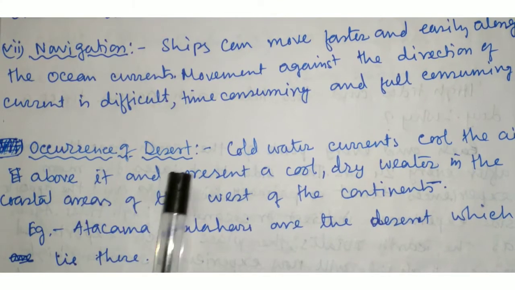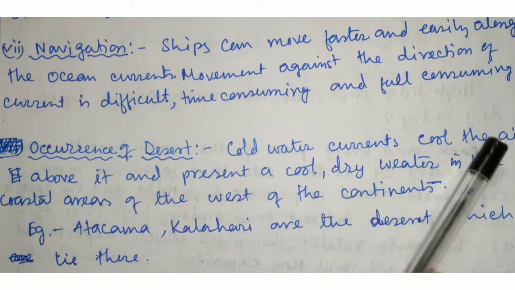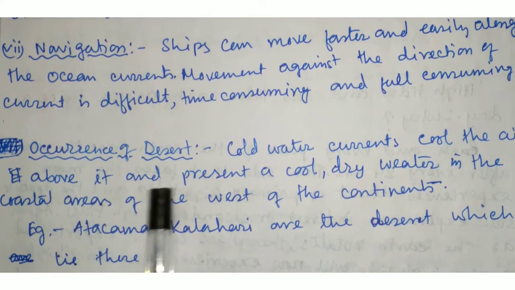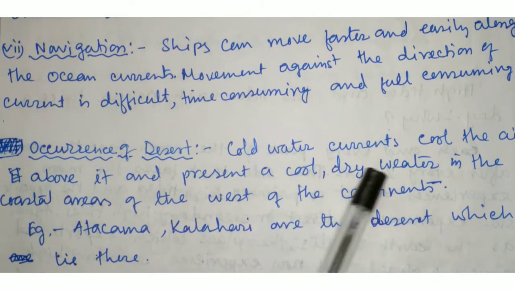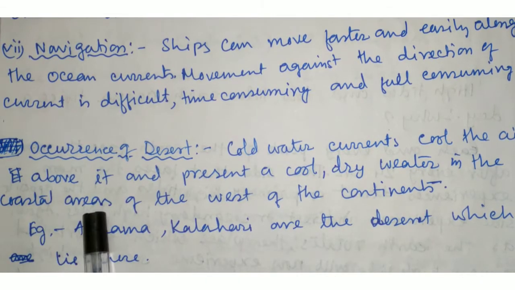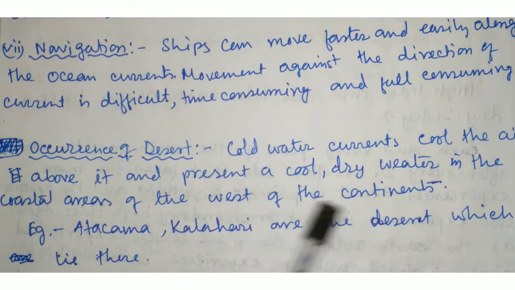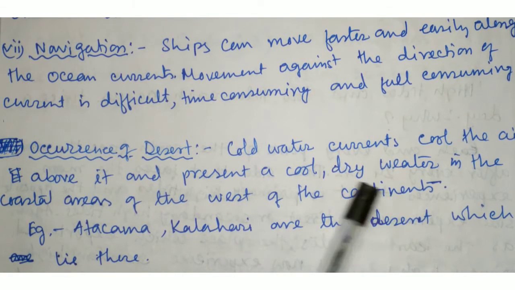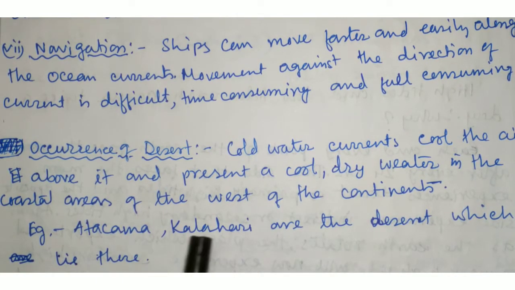Occurrence of desert. Cold water current cool the air above it and present a cool, dry weather in the coastal areas of the west of the continents. As an example, Atacama and Kalahari are the deserts which lie there.